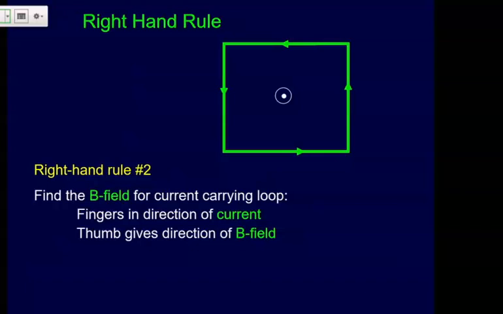So if I take my fingers and kind of go around that loop, my thumb points out of the page. This is a new one. It's sort of extra if you like the way we figured this out before. You don't necessarily need this one, but we're going to do so much dealing with current loops that I think it's nice to have it.